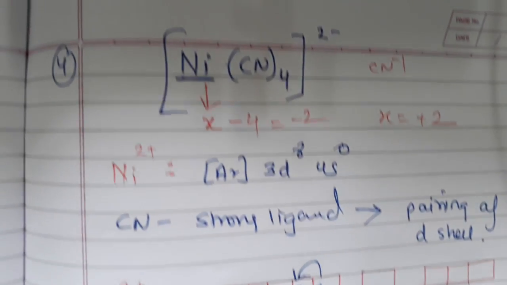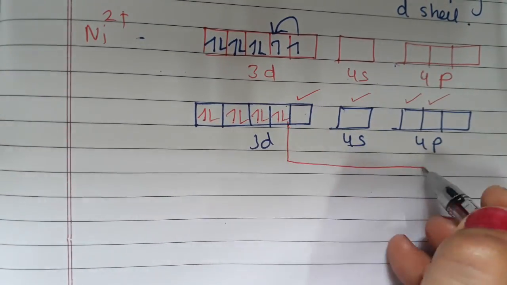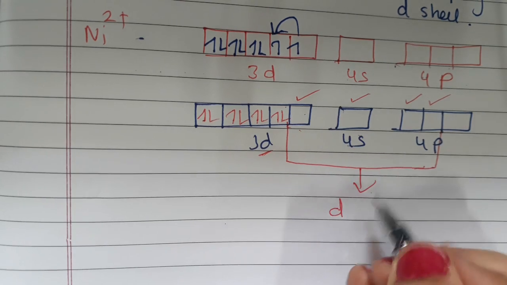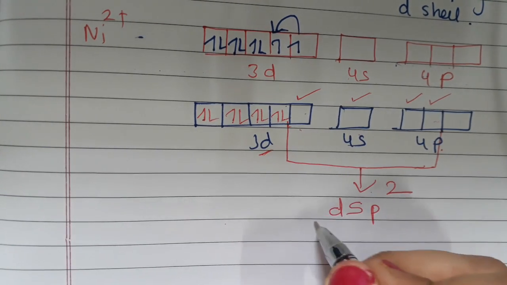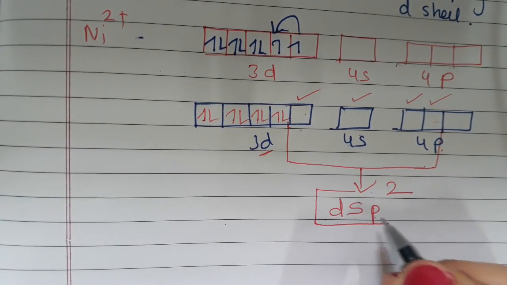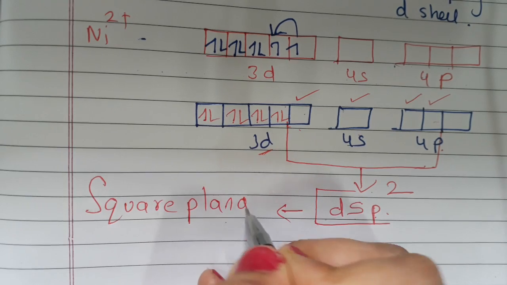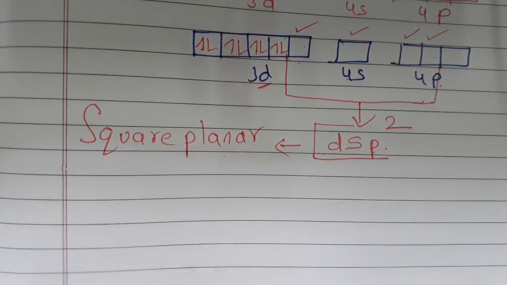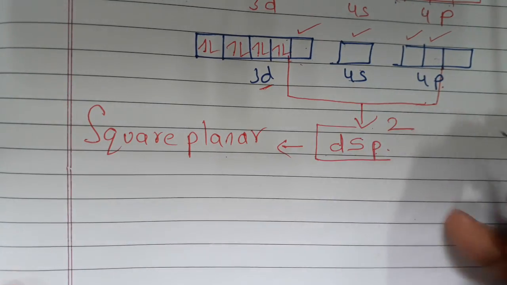Now how many cyanides have to be accommodated? 4 cyanides have to be accommodated. So this is box 1, box 2, 3 and 4. It means which hybridization will take place? Just see, one d is there, 4s, s is there, and how many p orbitals are there? 2 are there, no? So students, hybridization in this case is going to be dsp2 and the geometry is going to be square planar. Please remember this. We do have 4 cyanide ions, but because cyanide ion is a strong ligand, pairing has taken place. The d orbital has been used, and the geometry is square planar.